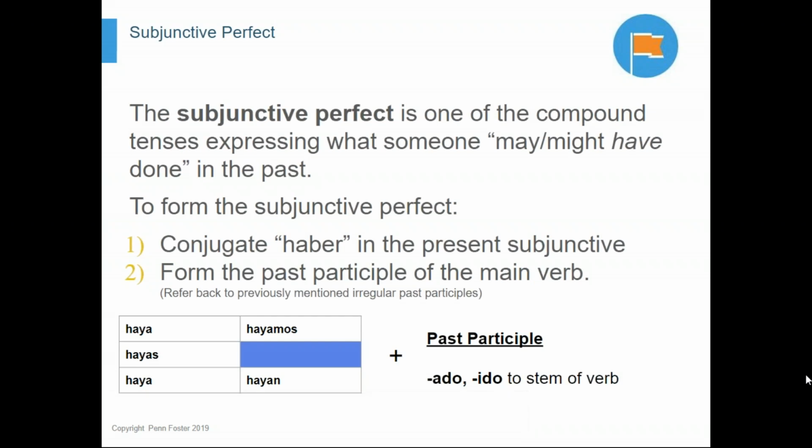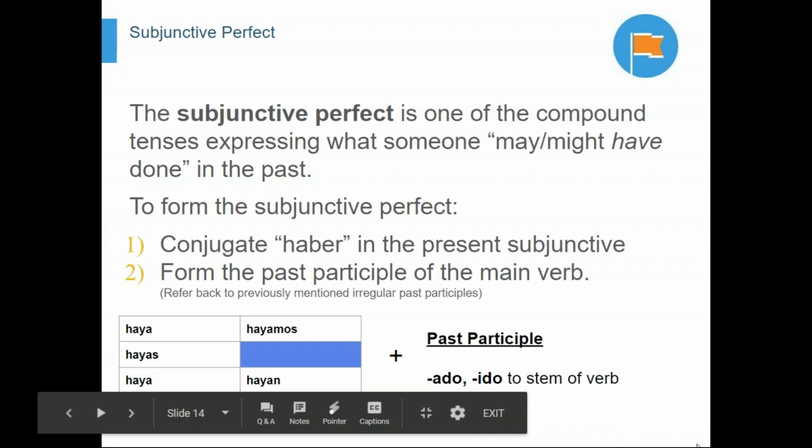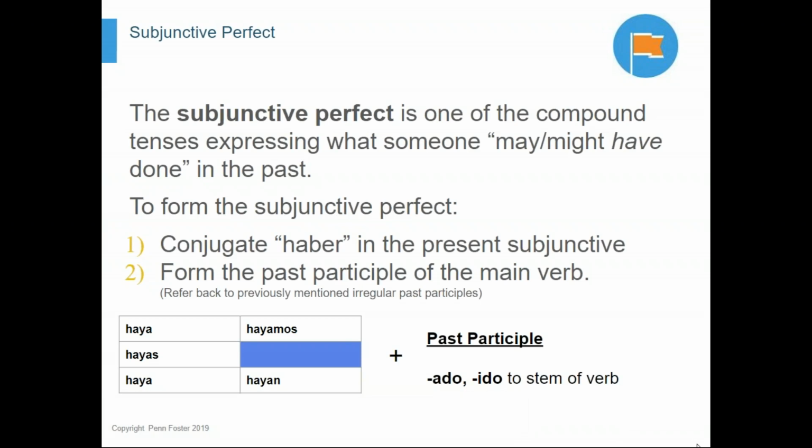All right, and finally we have the subjunctive perfect tense, which is a compound, not a simple tense. That just means, unlike the previous two, its conjugations are made up of at least two words, not just one. It is used to express what someone may or might have done in the past. Emphasis on have. I might have watched the movie if I had enough time. I didn't have time for whatever reason in the past, I didn't watch it. So subjunctive perfect is a good way to express such an action.